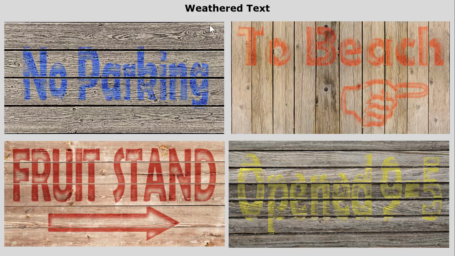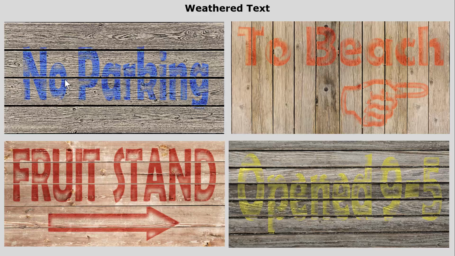And today we're talking about creating weathered text. So we have four examples here. You can see we have four examples of weathered wood with the text on top. And if you look closely, it really looks like the text is fading away. So it looks quite realistic.